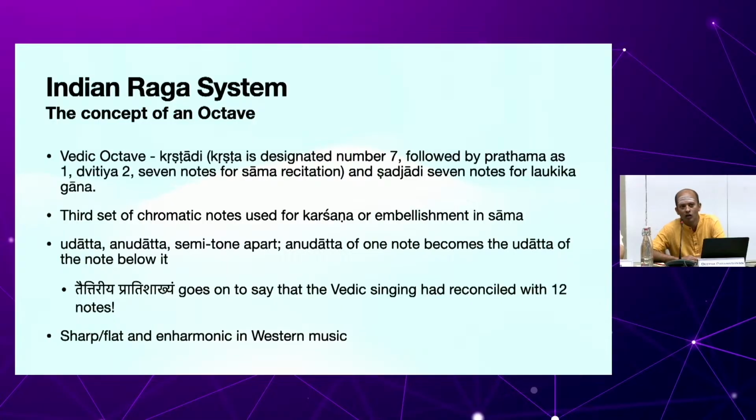All right, so the Vedic octave. The concept of octave is very ancient. We had the Vedic octave, which starts with the Krishtadi. The Krishta is the 7th note, which is followed by Prathama, Dvitiya, and so on, and the Shashta. Shashta was also called Atiswarya.